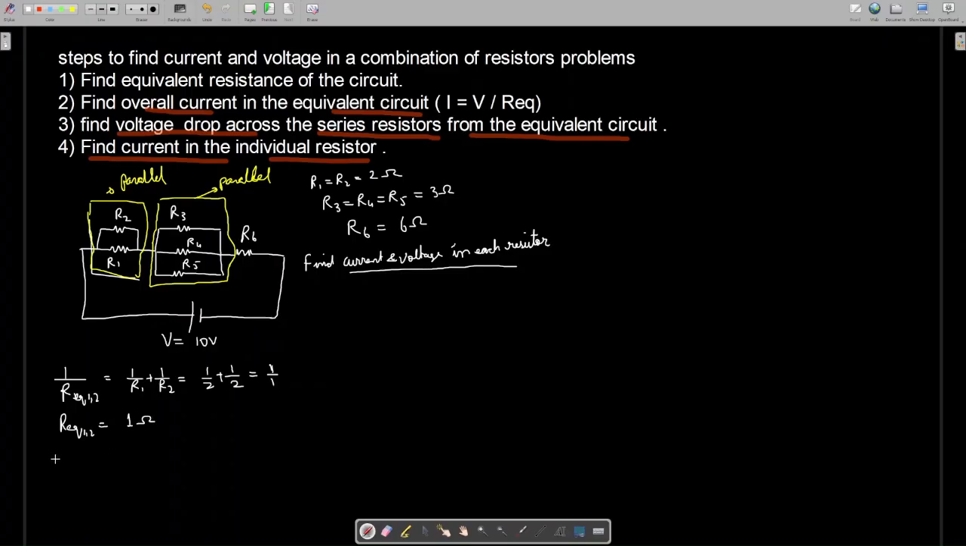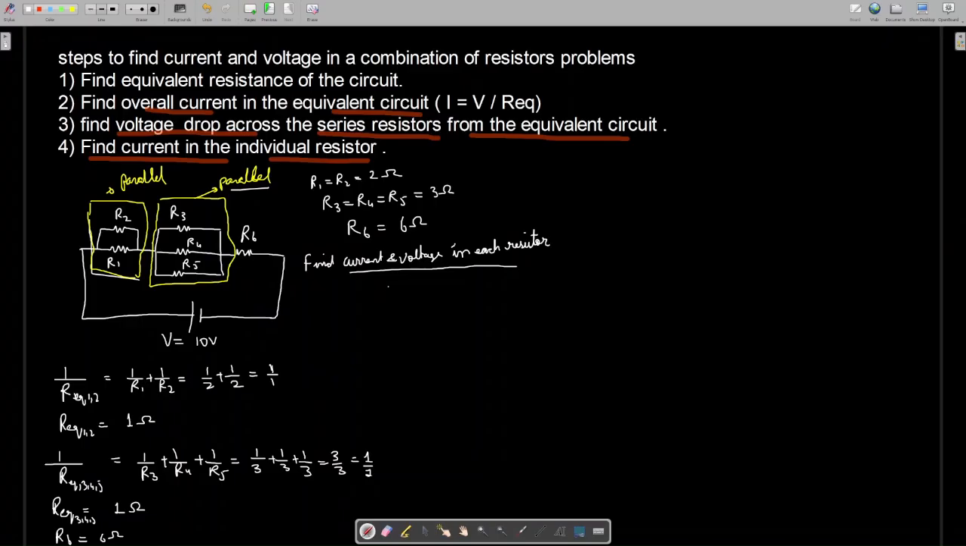Now this parallel connection, the R equivalent of 3, 4 and 5 is equal to 1 upon R3 plus 1 upon R4 plus 1 upon R5. Now it will become 1 upon 3 plus 1 upon 3 plus 1 upon 3 equal to 3 upon 3 equal to 1 by 1. So R equivalent of 3, 4, 5 is 1 ohm. Now R6 is 6 ohm.